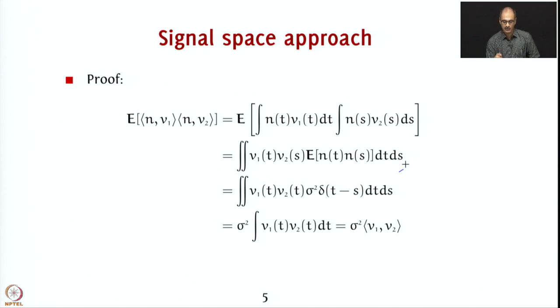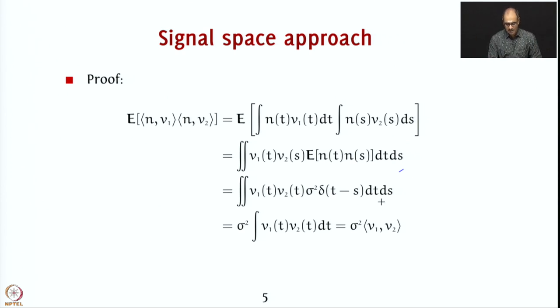Now, the expectation of N of t into N of s: remember, N of t and N of s are independent if t is not equal to s, and only if t equals s is that not the case. You know that the power spectral density of N of t is sigma square, so the autocorrelation function is going to be sigma square delta of t minus tau. So that's what we are going to use. You can write the expectation of N of t, N of s as sigma square delta of t minus s. That's exactly what is being used here. This is also because it's wide sense stationary, so the autocorrelation depends only on the lag, or the difference between the two times.